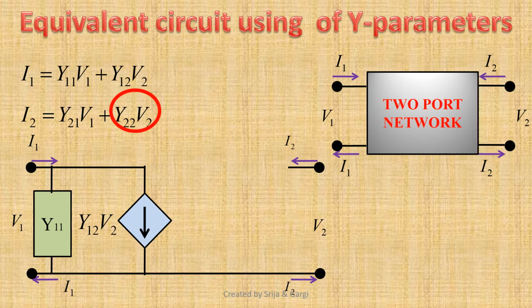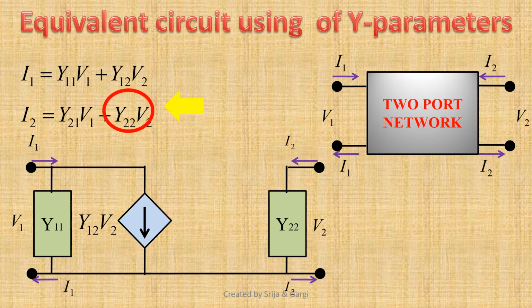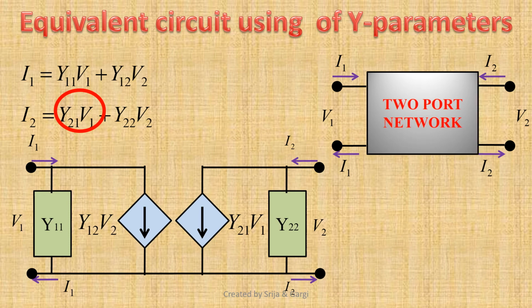Let us scrutinize the second equation. It again contains two parts. The second part, Y22 V2, can be implemented easily by connecting an admittance Y22 at the output port. If we have a look at the first part, it is nothing but a current source controlled by the input port voltage V1. So, to implement this, let us connect a voltage controlled current source. Now the second equation is satisfied. Hope you will now be able to draw the equivalent circuit using Y parameters.